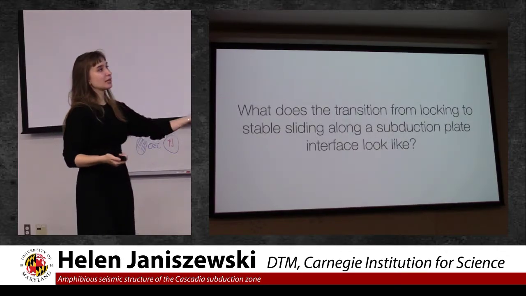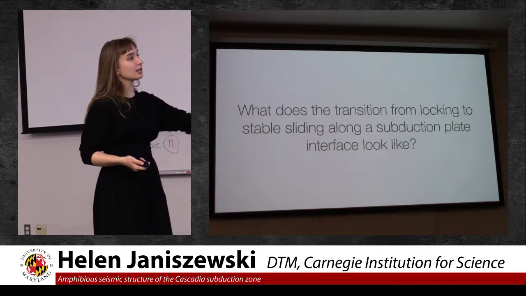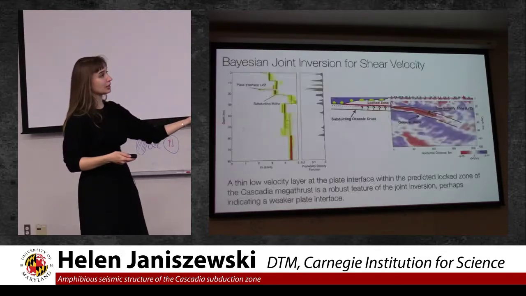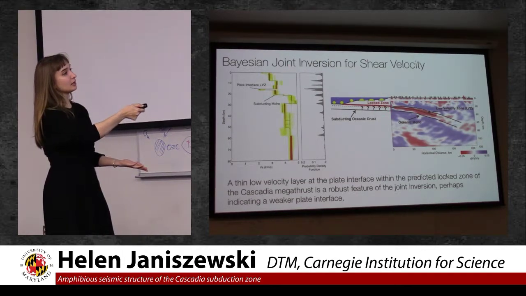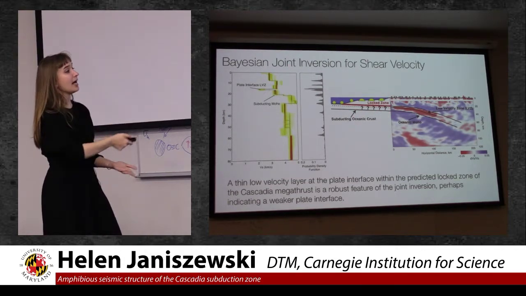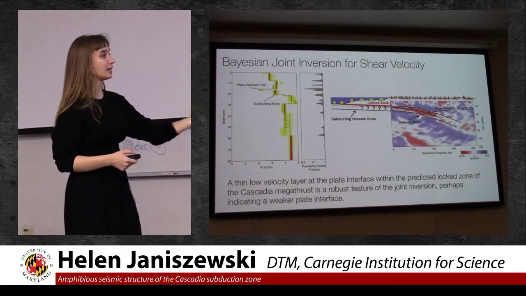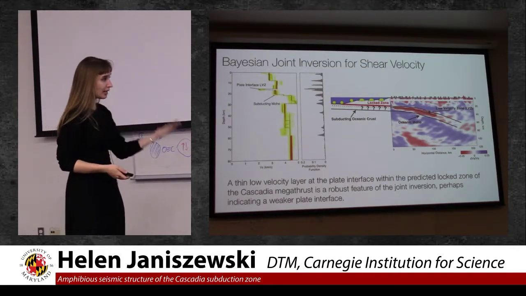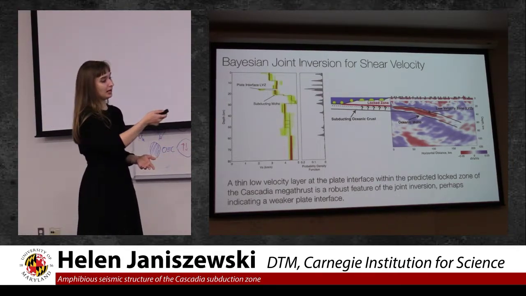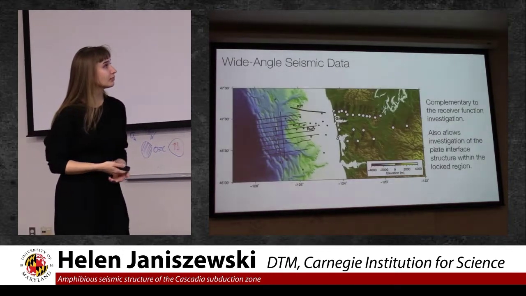So this comes back to this question of what does the transition from locking to stable sliding along a subduction plate interface look like? And now this is starting to fill in all these question marks in this area, and we see that there does appear to be a thin low velocity layer at the plate interface within the broadly predicted lock zone. And perhaps that is indicating somewhat weaker plate interface extending offshore.